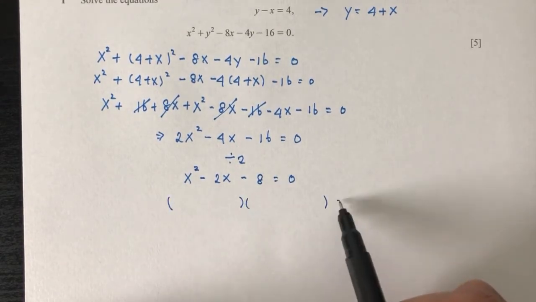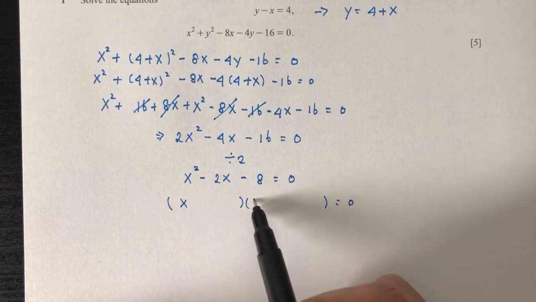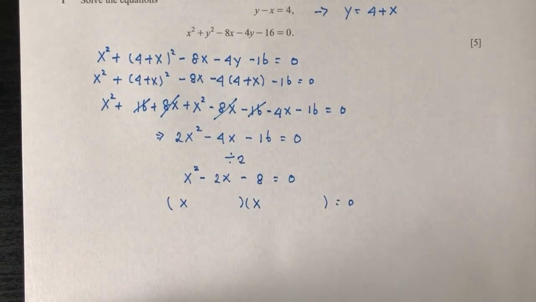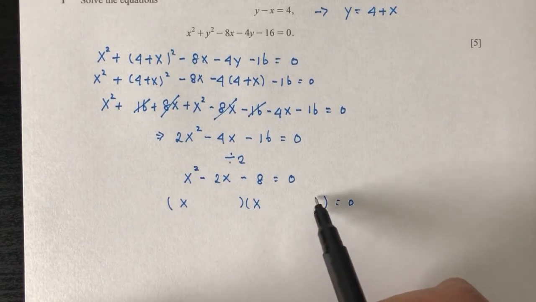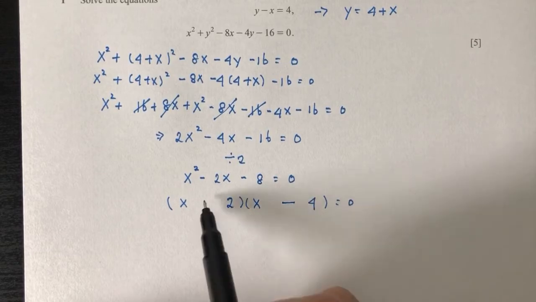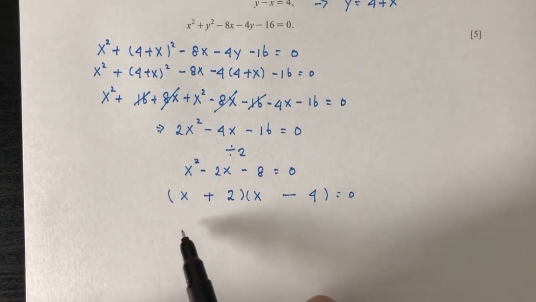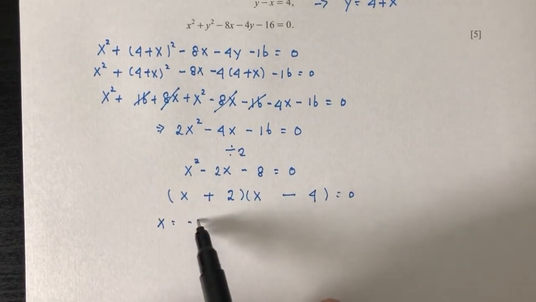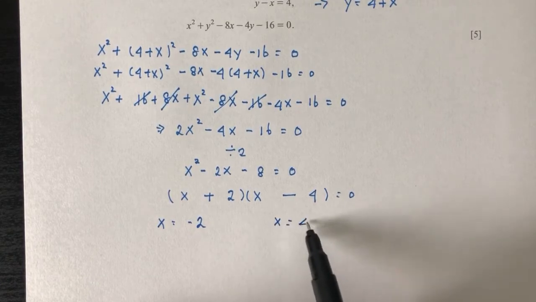So here we go. x squared is x times x. What is 8? 8 is 1 times 8, or it can be 2 times 4. So we'll choose 4 and 2. For us to get minus 2, it needs to be minus 4 and plus 2. So the value of x can be minus 2, and x can be 4.